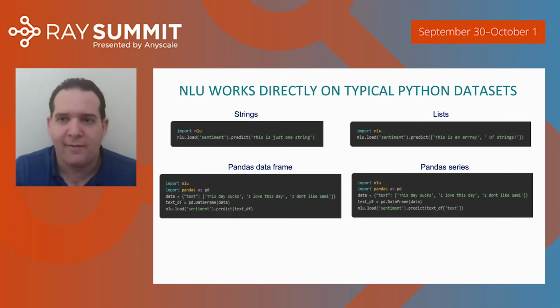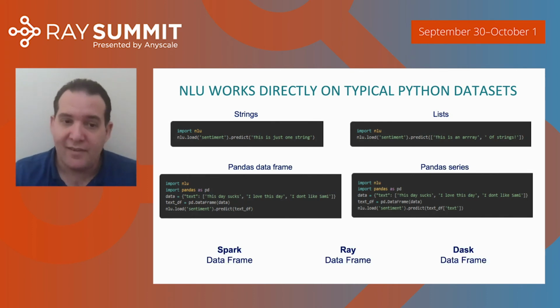So you can send the whole data frame, and then basically assume that the text column is the main one it needs to process. Or, as you can see here in an example on the right, you do NLU.load sentiment.predict text df text, and then you pick the specific column or pandas series that you wanted to analyze.